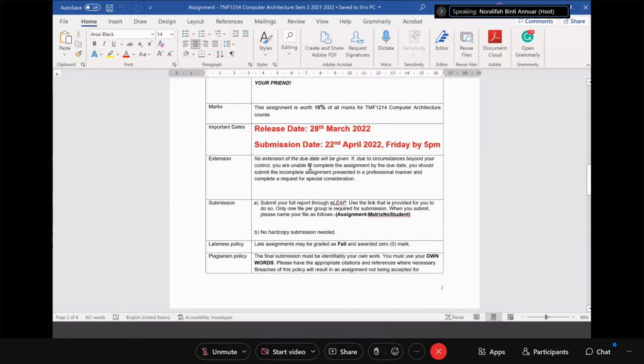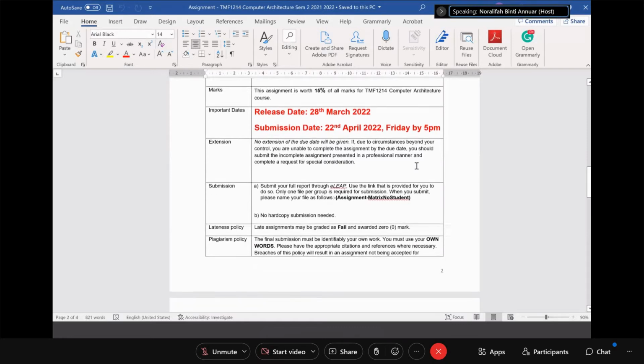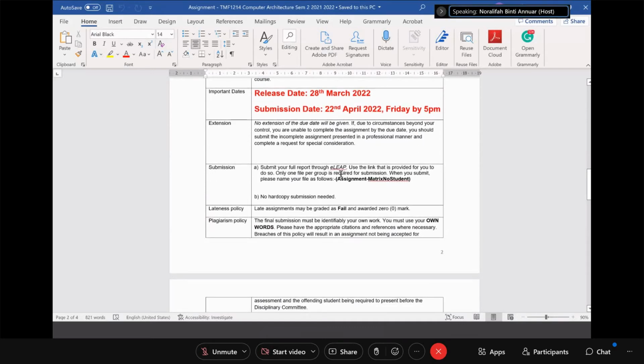Okay, extension. No extension of the due date will be given. Tak ada given. So semua kena comply with these rules. Submit your full report through Elite. Ni dia punya assignment, letak assignment, letak metric number, so it's easier to track. Tak payah letak nama, metric number will be enough.